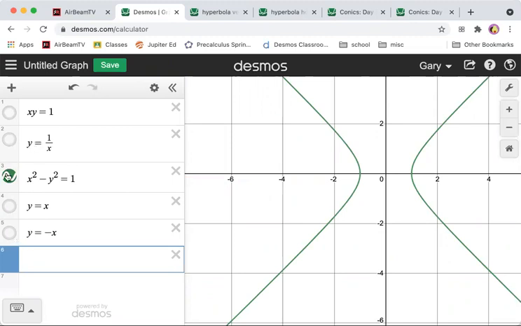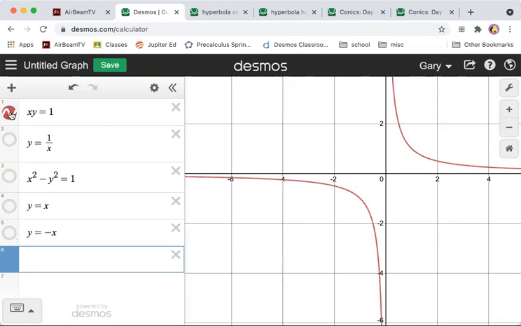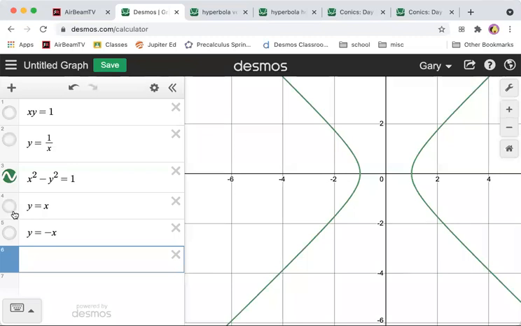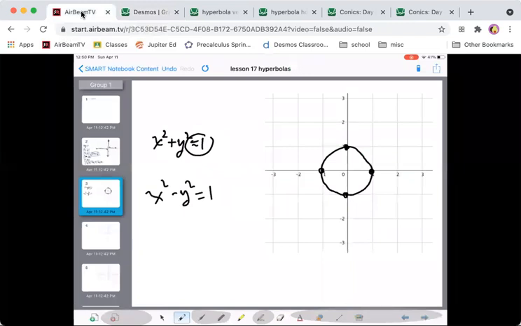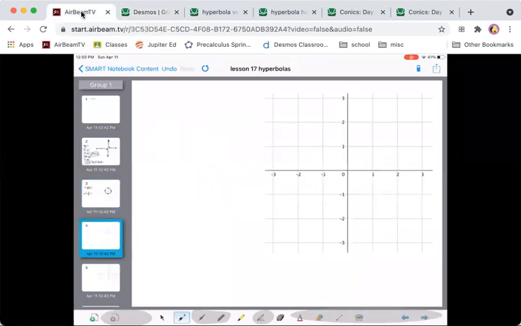The first one had asymptotes at the x-axis, y-axis. This kind doesn't have vertical and horizontal asymptotes. It has these slanted asymptotes. And we're going to learn more about equations of this form, x squared minus y squared equals 1, and variations on it. So I just want to say a little more about x squared minus y squared equals 1 and why this kind of happens.